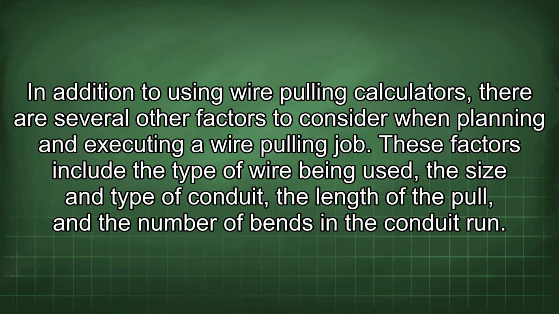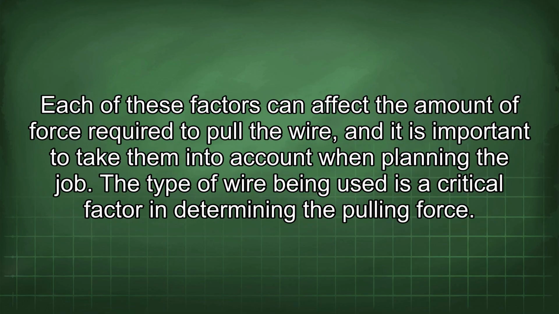In addition to using wire pulling calculators, there are several other factors to consider when planning and executing a wire pulling job. These factors include the type of wire being used, the size and type of conduit, the length of the pull, and the number of bends in the conduit run. Each of these factors can affect the amount of force required to pull the wire, and it is important to take them into account when planning the job.